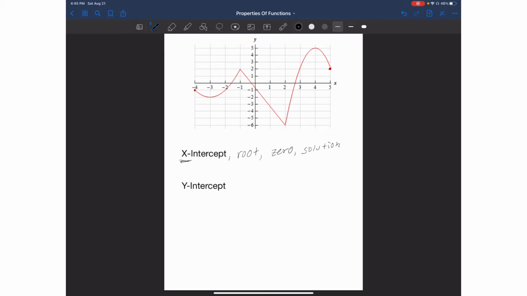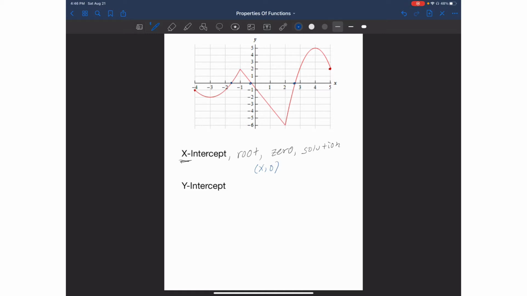So as you can see on the graph on the screen, we have one x-intercept here, another one here, and a third one here. When I write my x-intercept, my roots, my zeros, or solutions, I do like to put them in the form x comma 0. In this case, we are going to have to approximate because as you can see on the graph, they don't cross at an exact point. So we'll do our best to approximate where the zeros, roots, x-intercept, or solutions happen.